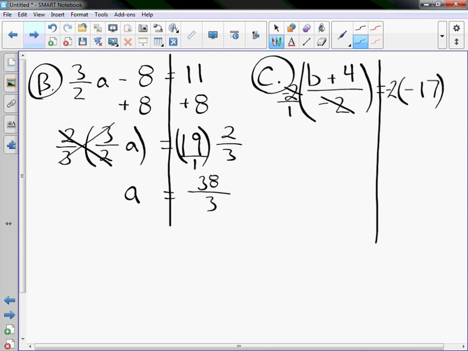Leaves us with b plus 4 over 1, which is b plus 4, equals negative times a negative on the right-hand side leaves us with a 34. 2 times 17. And now we have one simple step left, and that is to subtract 4 from both sides to get rid of the plus 4. So b is 30.